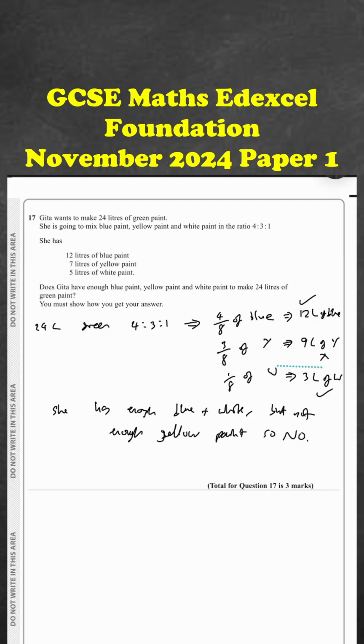So, no, is the answer. Does not have enough. Question 18. Work out 818.4 divided by 1.2. Well, this is quite a fun one.